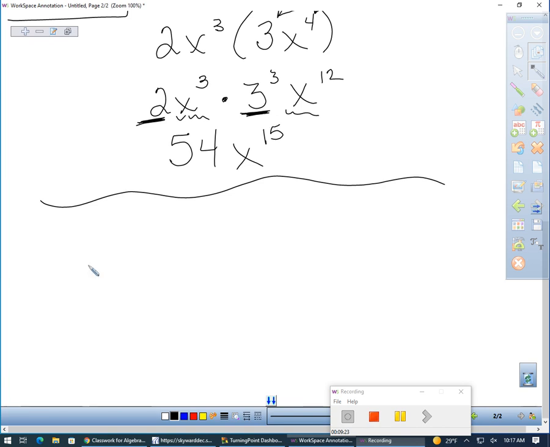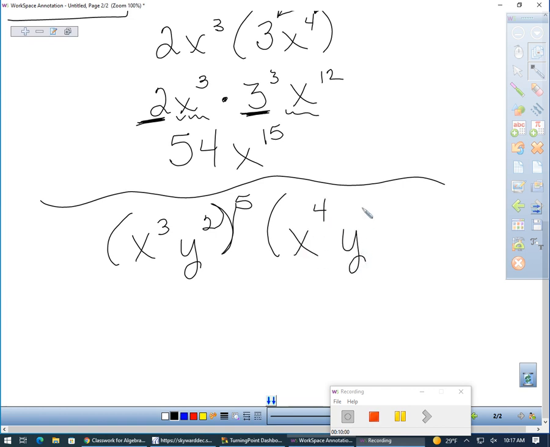All right, how about this example? Let's make it just a little bit tougher. How about if I had x to the 3rd, y to the 2nd, raised to the 5th, times by x to the 4th, y to the negative 3 raised to the second. Whew, that looks like fun.